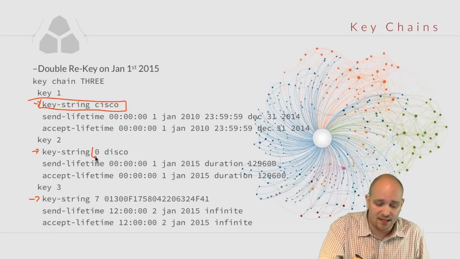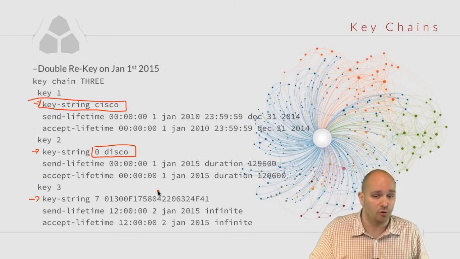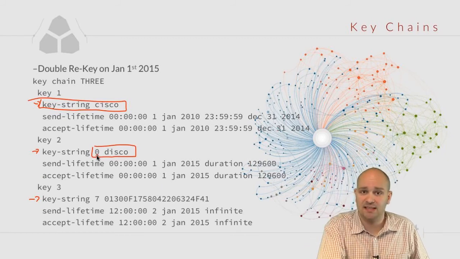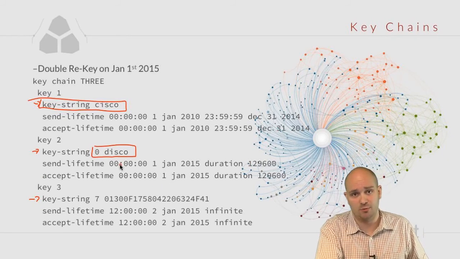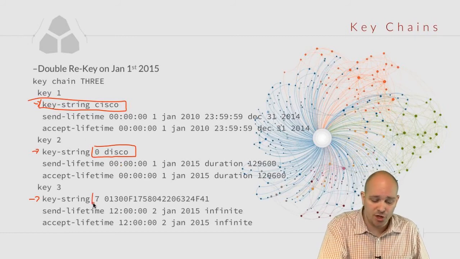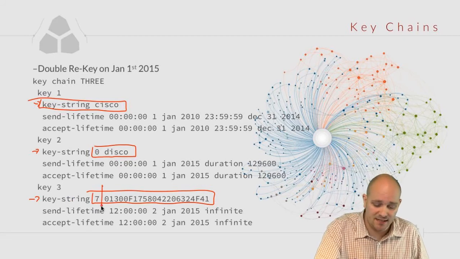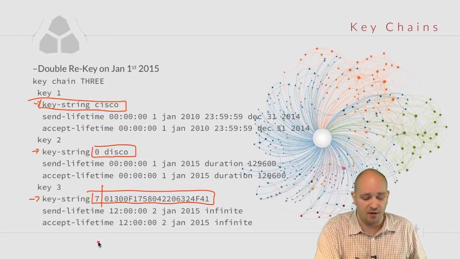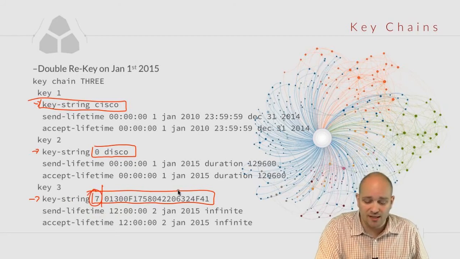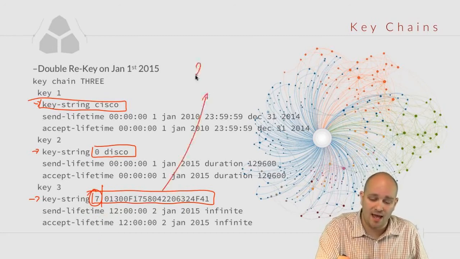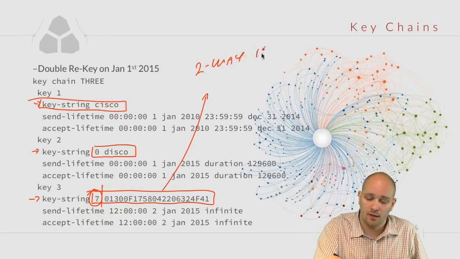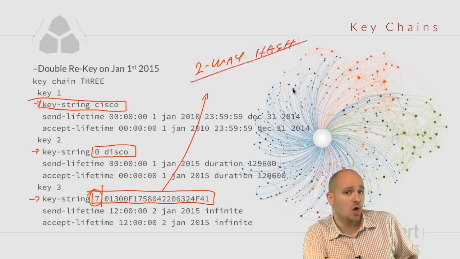Now, in the second key, I have used 0 followed by disco, which basically tells iOS that an unencrypted password follows. In the third example, I have used the encrypted password, and this is indicated by number 7 here. So this string here is a 2-way hash that can be decrypted by iOS, and it can be decrypted by you.